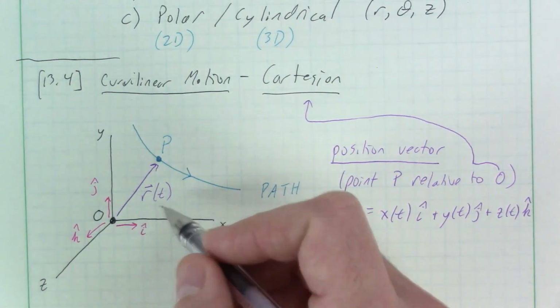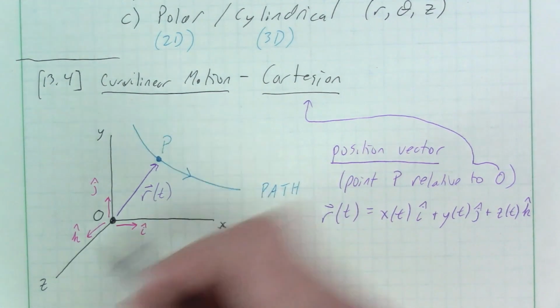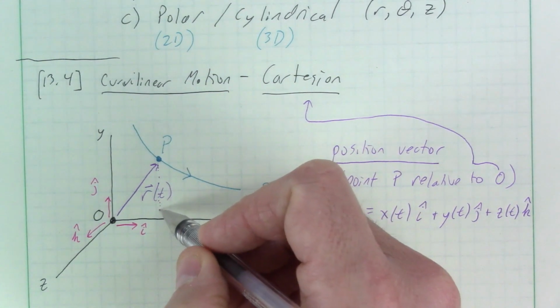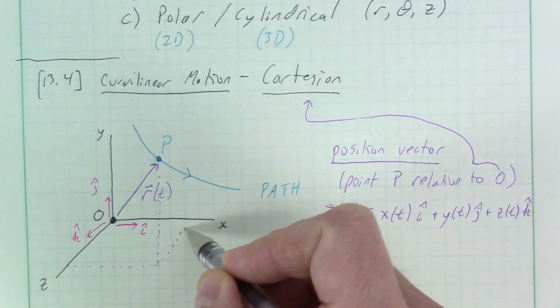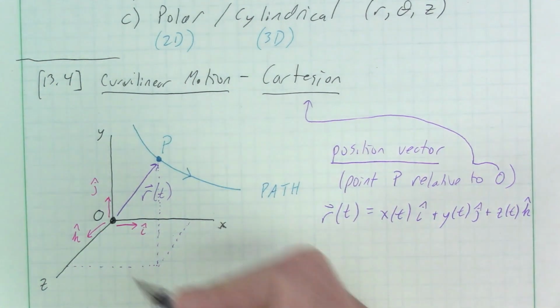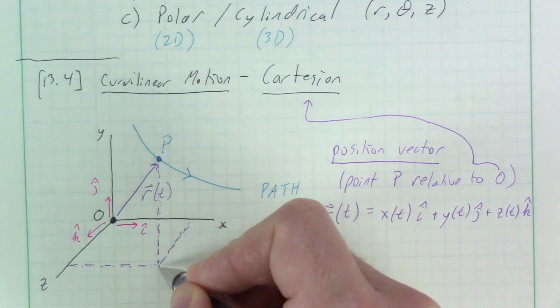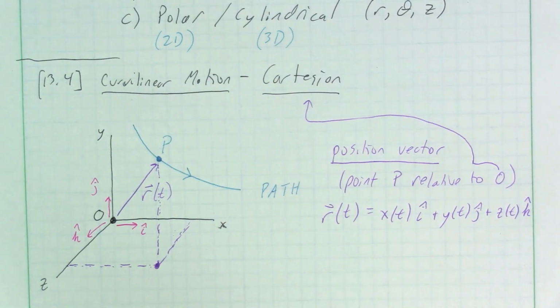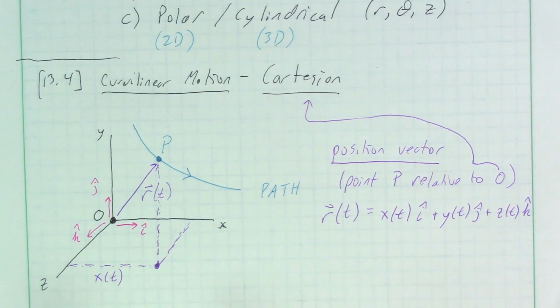In fact, let's try this. Let me just put some perspective on this. So let's follow this down. I'm going to put in three dashed lines so they really show up well. At this current instant in time, this length here is x of t, and that's how far we've gone from the origin only in the i hat direction. So we're projecting the r vector into the i hat direction.